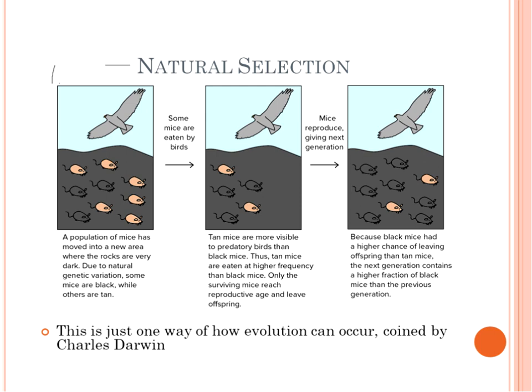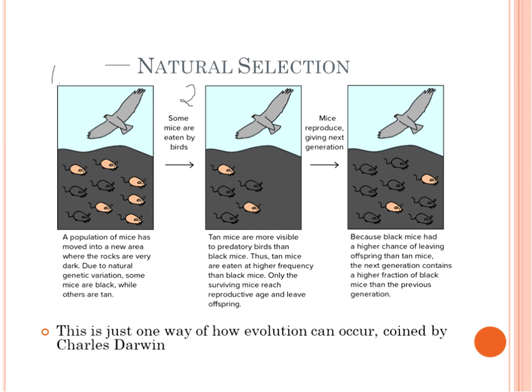In step one, we have one species of mouse. They're just a couple different colors. There's a tan-colored mouse and a gray-colored mouse. Well, that bird of prey likes to eat mice. It's going to pick off as many mice as it can in step two. And if you're looking at that, it's eating a lot more tan mice than gray mice, probably because they're easier to catch and easier to see.